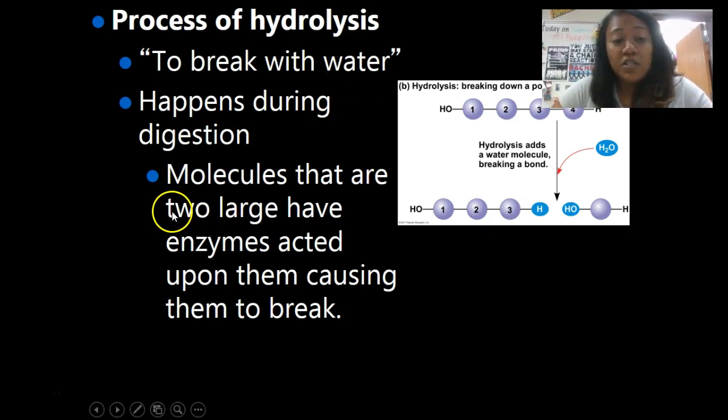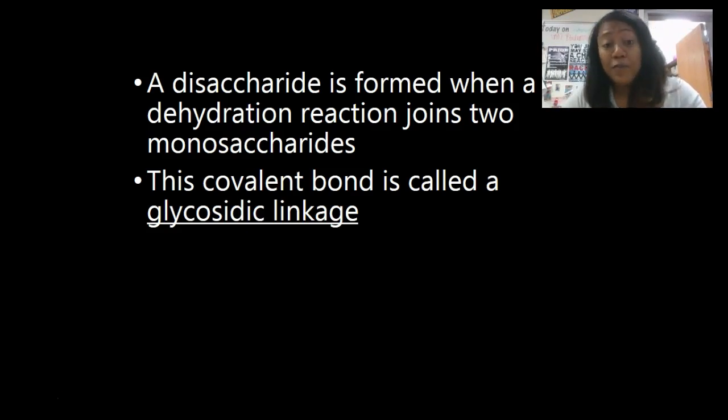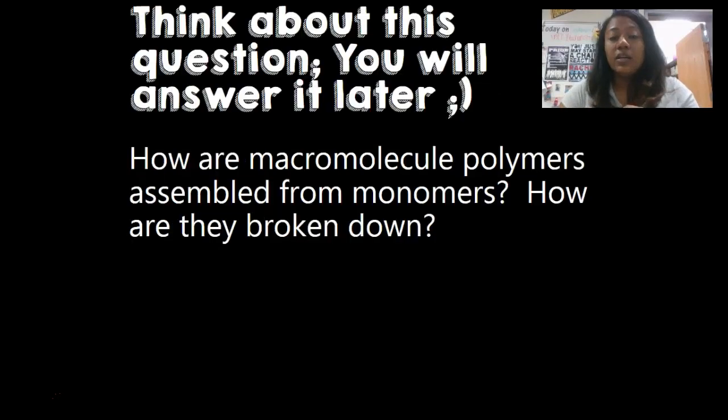Apologize for the typo. It should be 2 as in TOO. A disaccharide is formed when you have dehydration reaction with two monosaccharides. So basically a monosaccharide is one sugar, a monosaccharide is one sugar. You bind them together, you make a disaccharide, two sugars, and that bond that forms between them is called a glycosidic linkage.